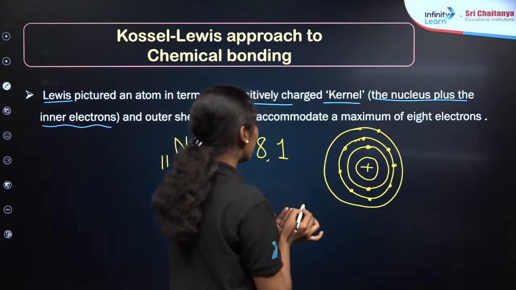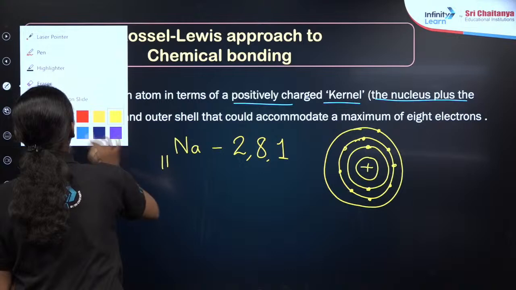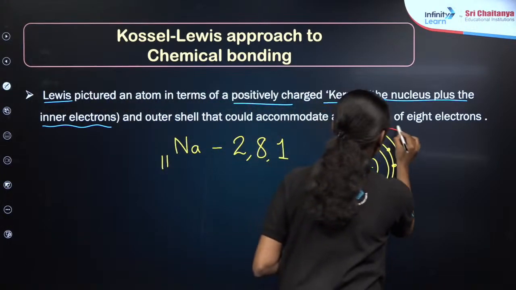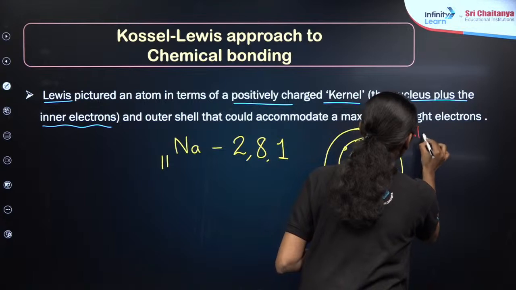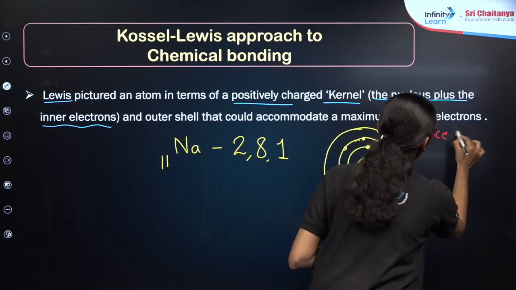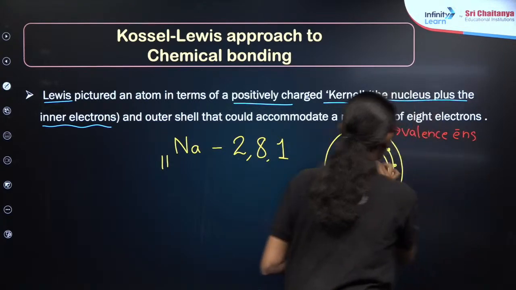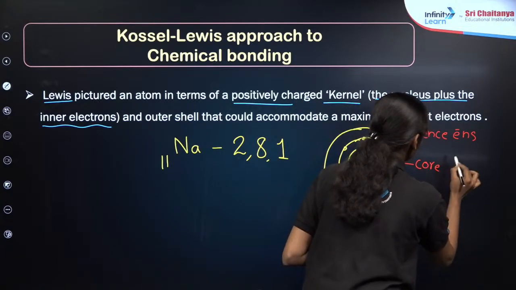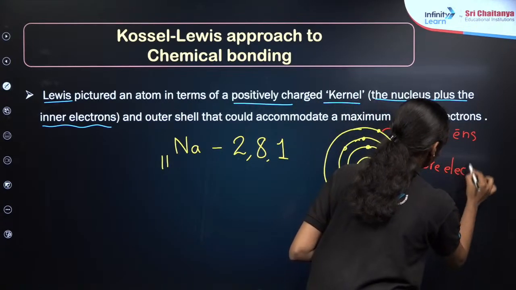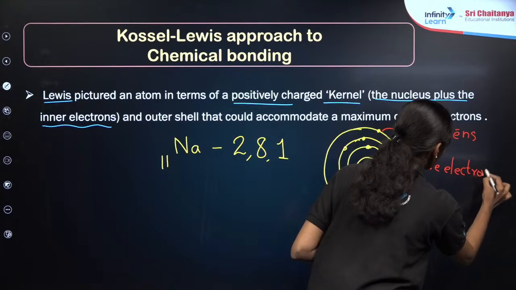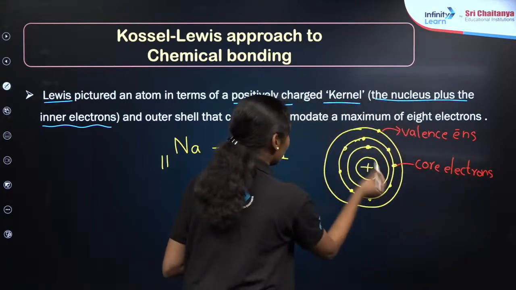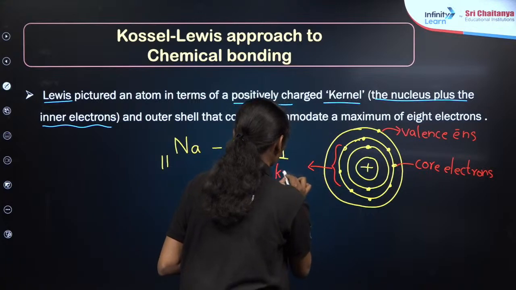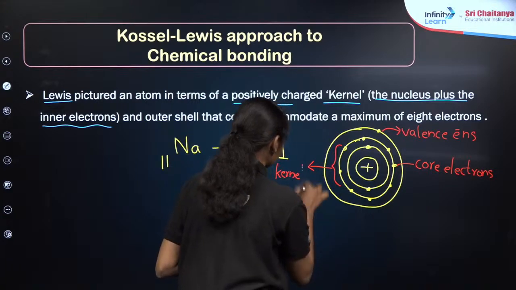As I already mentioned, the outer shell electrons are commonly known as valence electrons. So I can call this electron a valence electron. Then what about the inner shell electrons? These inner shell electrons are known as the core electrons. According to Lewis, the core electrons plus the nucleus constitute the positively charged kernel. Clear?